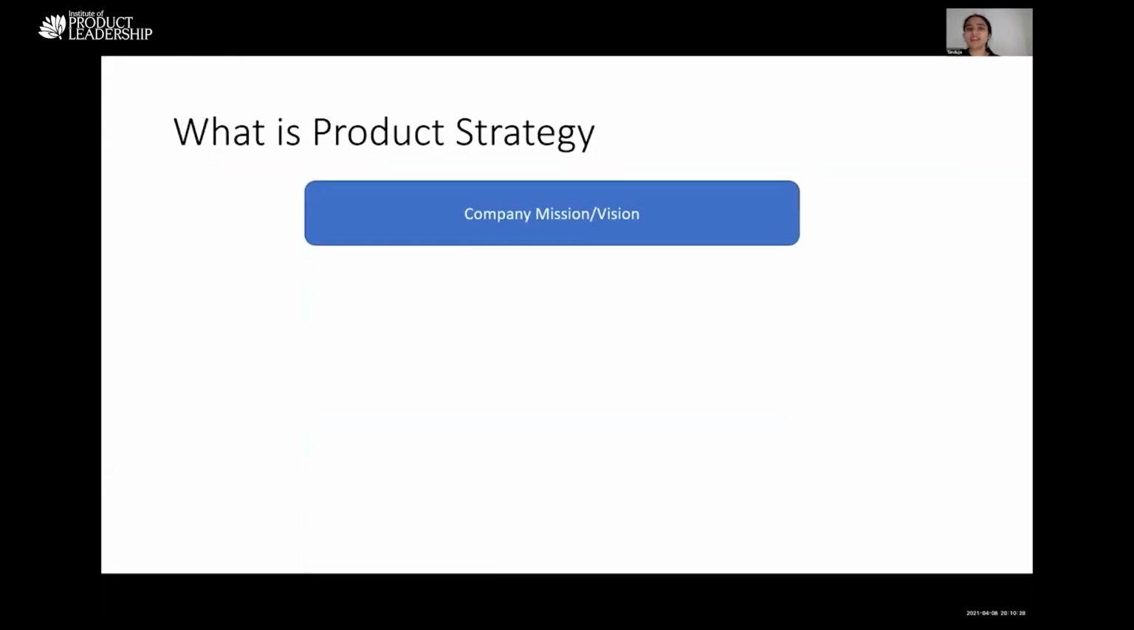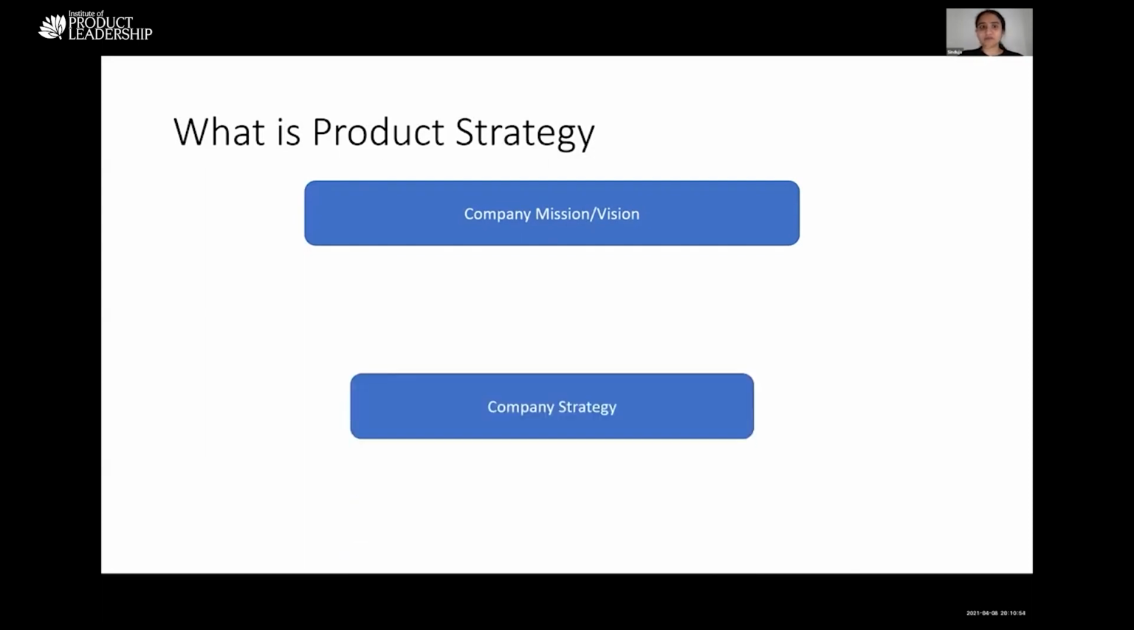So what is product strategy? If you think about it, on the top of your mountain, iceberg, whatever it is, you want to think about your company mission or your company vision as what is driving your product strategy. So there are people who are sitting up there who are trying to think about the company mission, vision, and where it should fit in, etc.